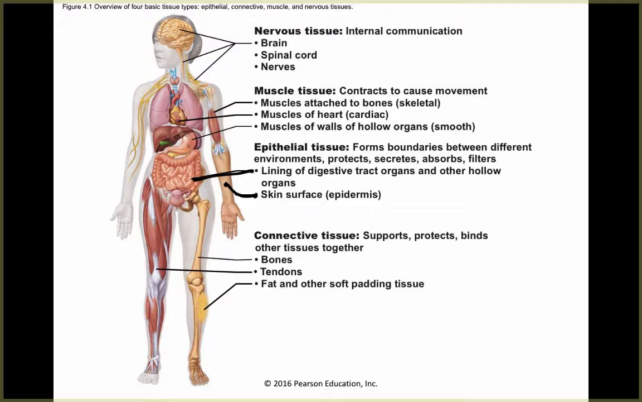The next is connective tissue, and you can see they have them in several places there. The bones, the tendons, and fat, and other soft padded tissue. And so these are important because they help to support, protect, and bind other tissues together.